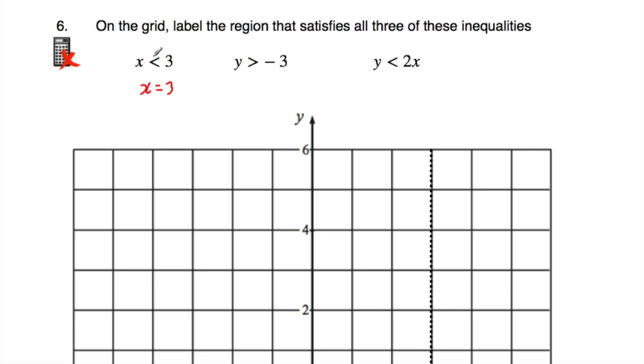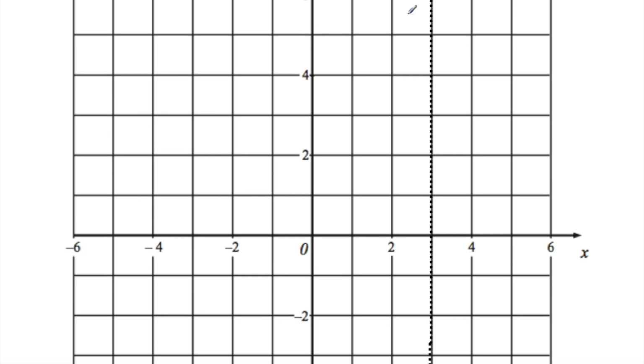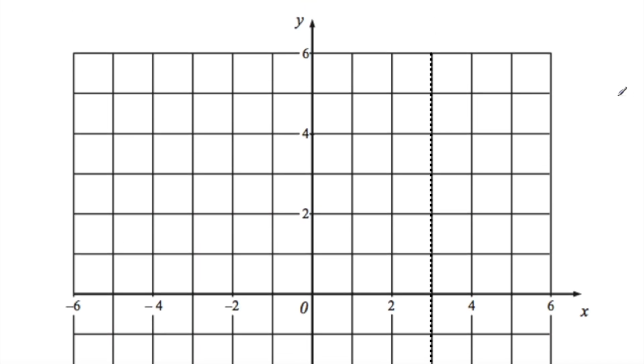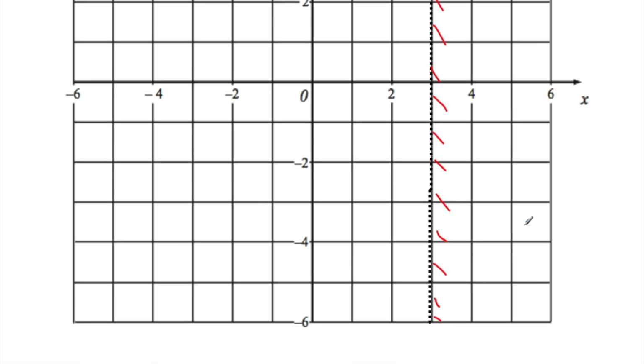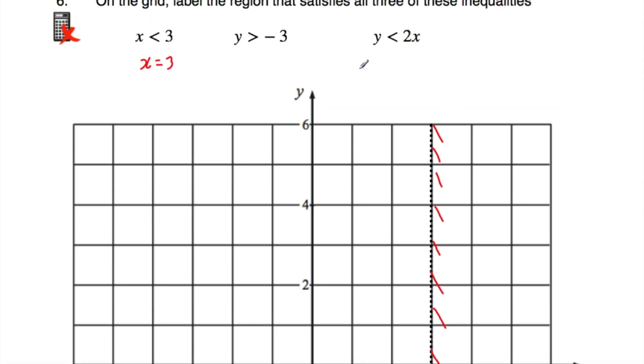We want the x-coordinates that are less than 3. So all the points to the left of that line would satisfy it, and all the points to the right wouldn't. So let's reject to the right of that line. So I'm just going to do little dashes here to just remind ourselves that we're rejecting anything to the right of that line. Okay, so that's the first inequality done. X is less than 3, so that's anything over this side.